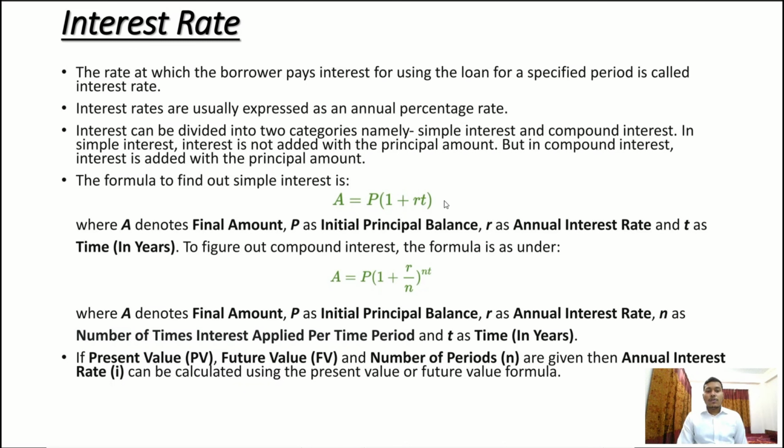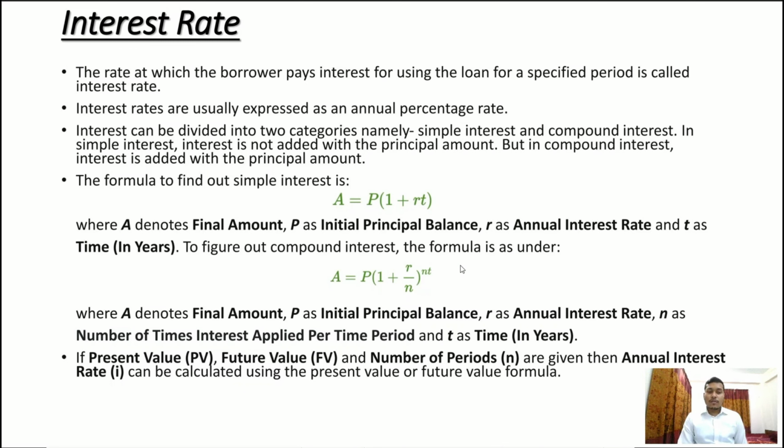To figure out compound interest, the formula is as under: A equal P multiplied by 1 plus R divided by N whole to the power N into T, where A denotes final amount, P as initial principal balance, R as annual interest rate, N as number of times interest applied per time period, and T as time in years.